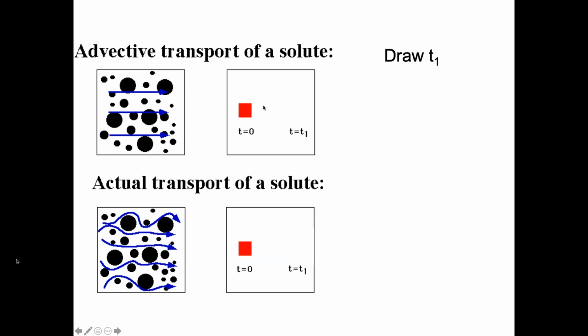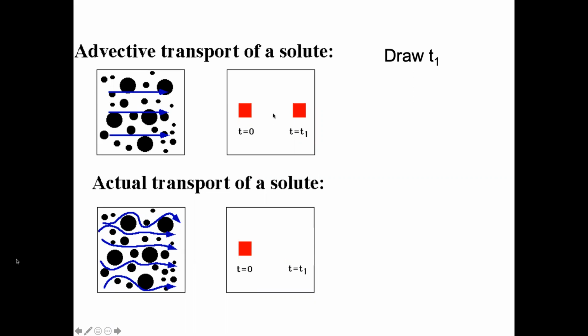But one of the things that we have to think a lot about is that the advection of a solute, from T at 0 to T at some time, this is the advective transport of a solute. But the actual transport of a solute does not look like the advective one, right? It's not just the linear velocity. We have all of these movements that are taking place throughout time.